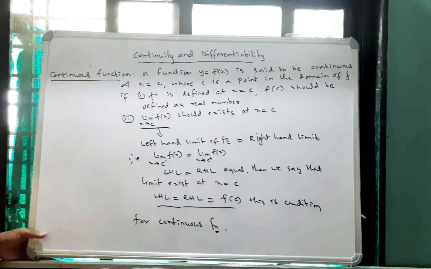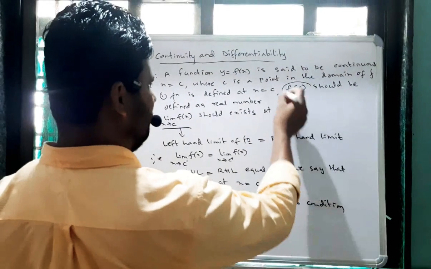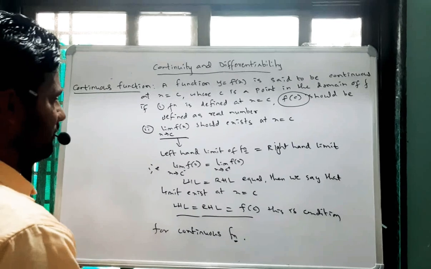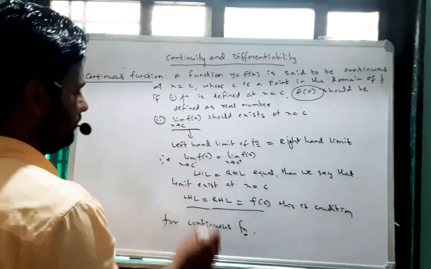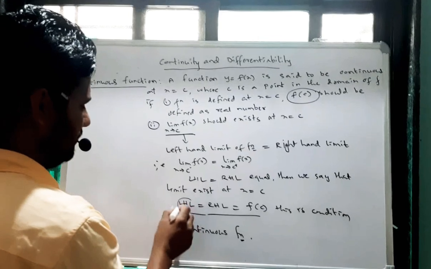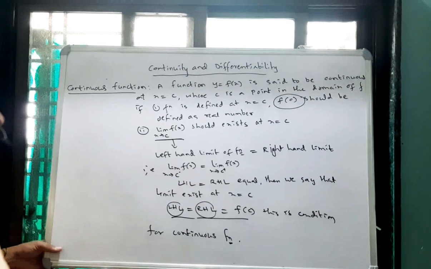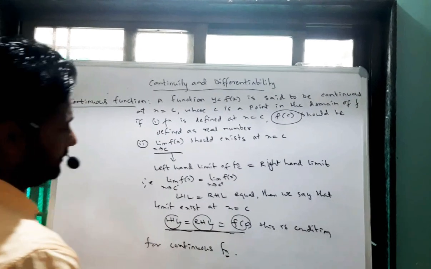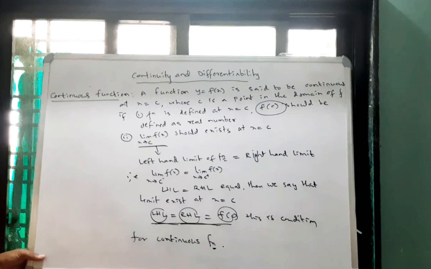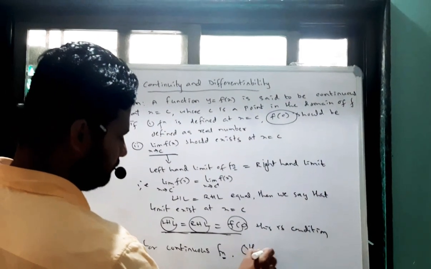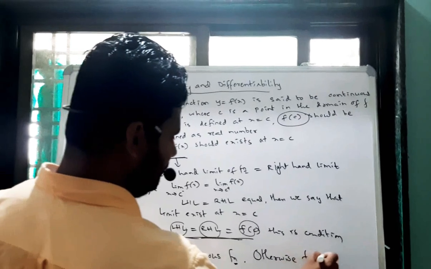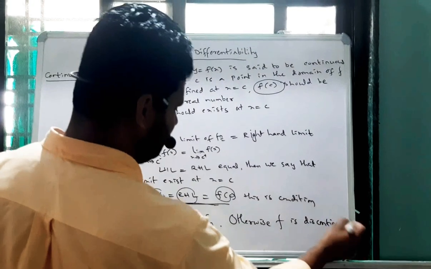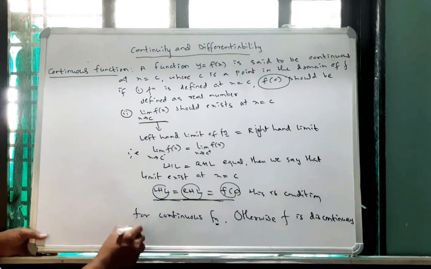So there are two conditions. One is the f of c must be defined at x equal to c. Another one is limit of the function f of x when x tends to c exists, means that LHL is equal to RHL and that one is equal to f of c. So if this is equal, then we say function is continuous. Otherwise f is discontinuous. Function is discontinuous at x equal to c.